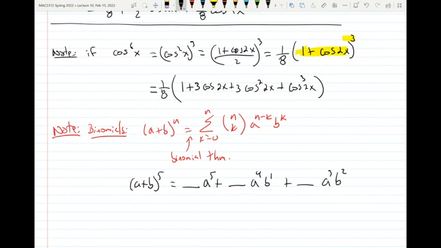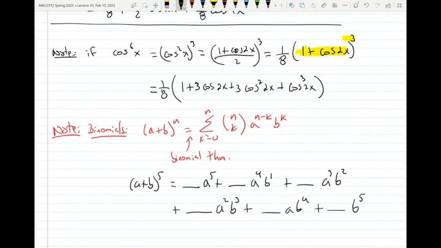The total sum always has to be 5. If you add up these two powers, you always get n, right? The total sum is always 5, and what you do is you decrease 1, increase 1. Decrease the first guy, increase the second guy, until you get to b to the 5. So plus something a squared b cubed plus something a b to the 4 plus something and then b to the 5, and the a will be a to the 0.